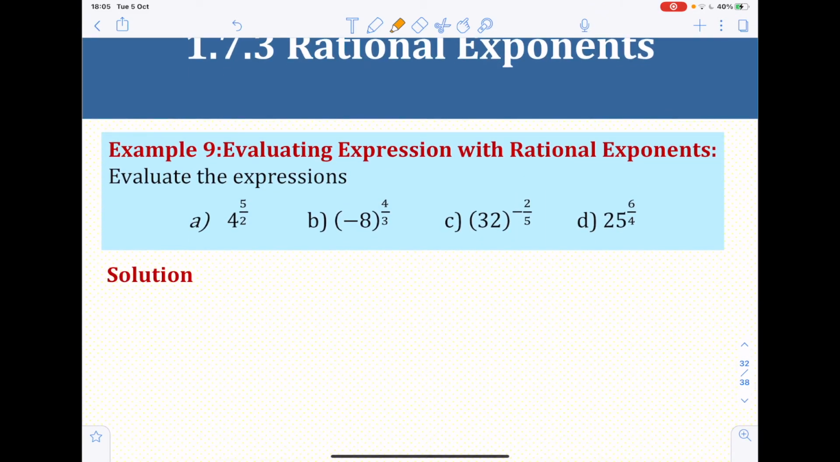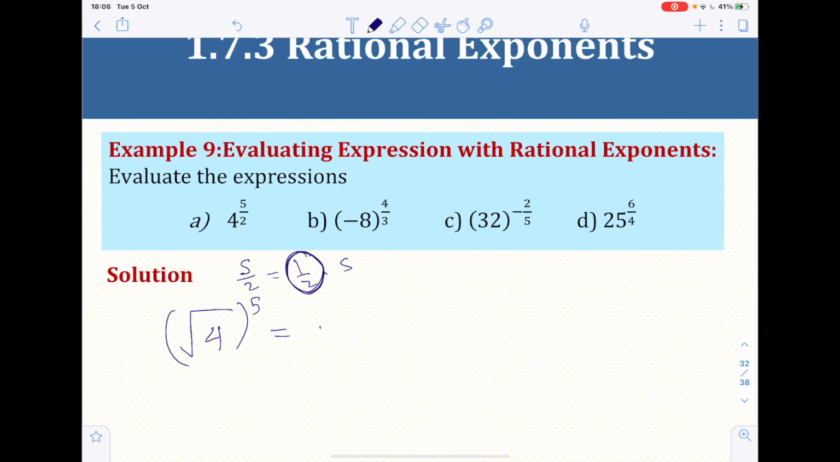Okay, so evaluate the expressions. As you can see here, 4 to the power 5 over 2. Since 5 over 2 is just 1 over 2 times 5, and 1 over 2 is a square root, I can write this as the square root of 4, all to the power 5. The square root of 4, you know, is 2, so 2 to the power 5 equals 32. Okay, the next one.